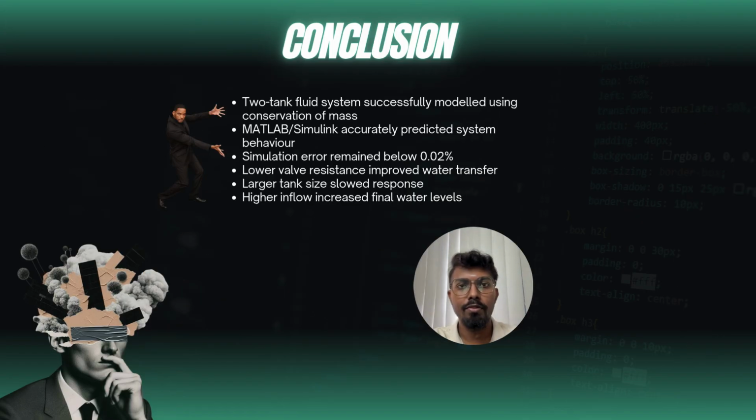In conclusion, this project successfully developed a mathematical model of a two-tank fluid level system using the conservation of mass principle and implemented it using MATLAB and Simulink. The verification process showed excellent agreement between theoretical and simulation results with an error below 0.02%. From the parameter investigation, lower valve resistance improved fluid transfer, larger tank size slowed the system response, and higher inflow significantly increased the final water levels. Overall, this project demonstrates how mathematical modeling and simulation can be used to predict system behavior efficiently before practical implementation. Thank you.